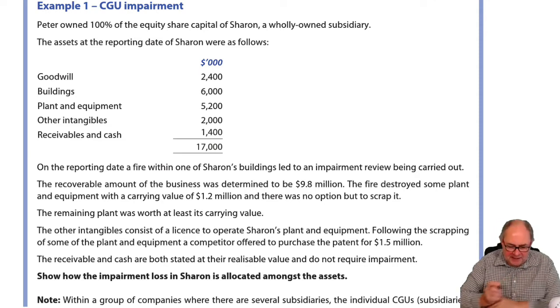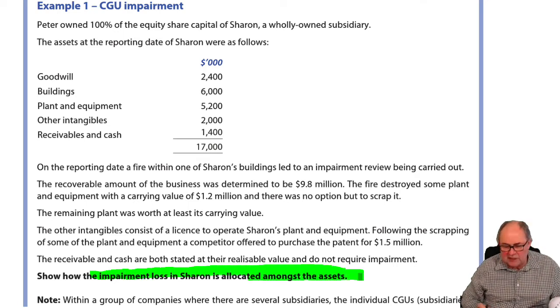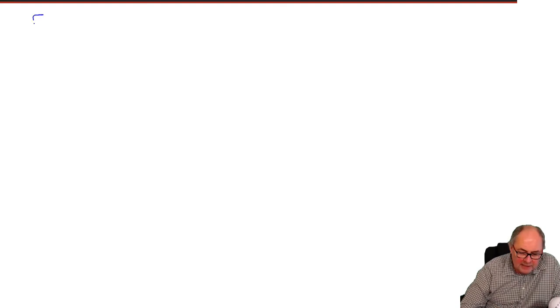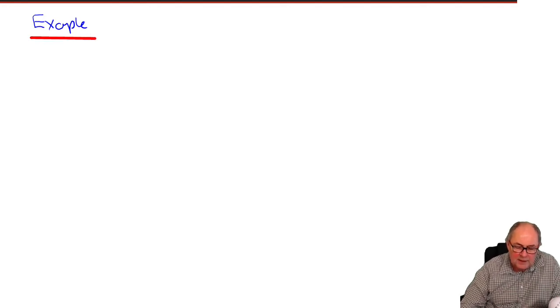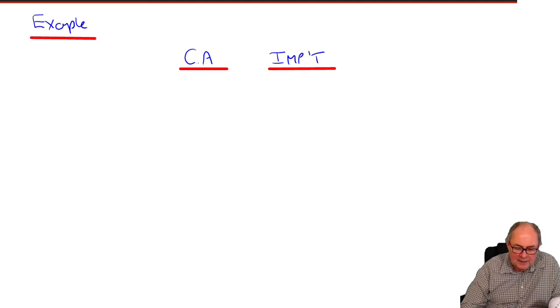So we're going to take a look at Peter, and we're trying to assess how the impairment loss in Sharon, a subsidiary, is going to be allocated amongst the assets. I'll suggest a little pro forma for this because there's lots of things going on. We could use a 3-column little working. So this is the example of impairment. I'm going to put a column for the existing carrying amount, which I'll call CA, a column for the impairment, and a column for the final figure, which is the recoverable amount.